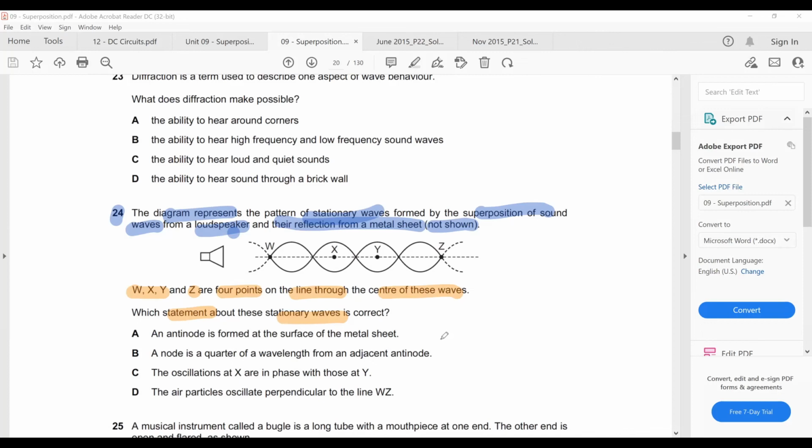Let's just look at part D. Maybe we just look at the answer choices A, B, C, D first. All right, maybe we do it in order.